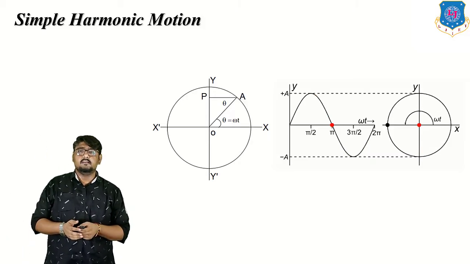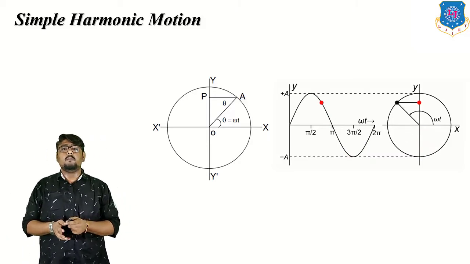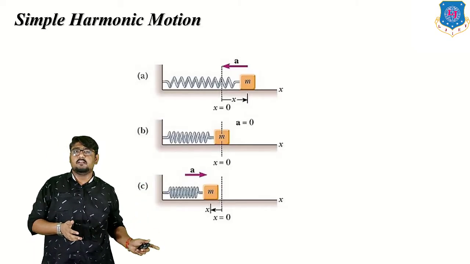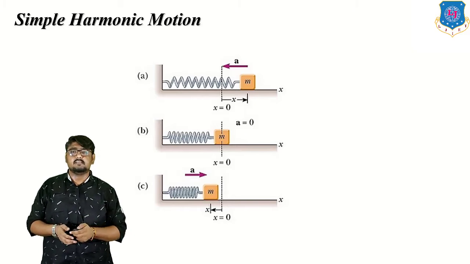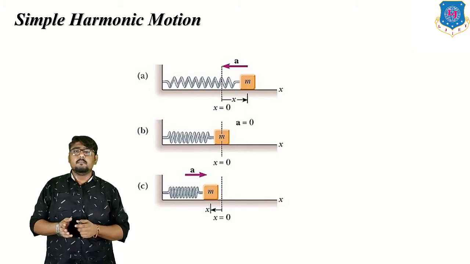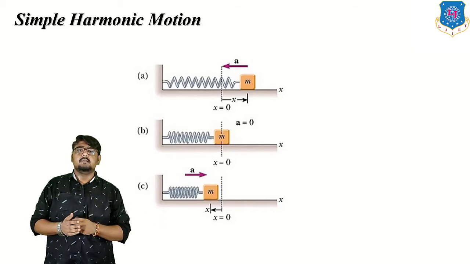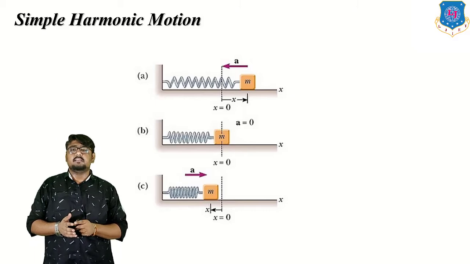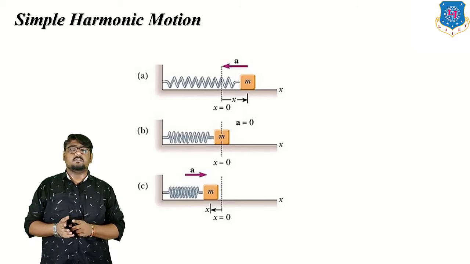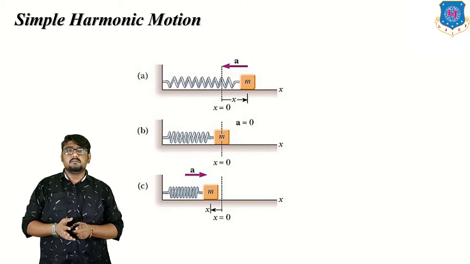Moving further, let us consider a block of mass m attached to a spring as shown in the figure. You can see it over here. A block of mass m is attached to a spring, and three different cases are shown. When the mass is pulled to the left, it oscillates about the equilibrium position, and the distance of the mass from its equilibrium position is known as the displacement.